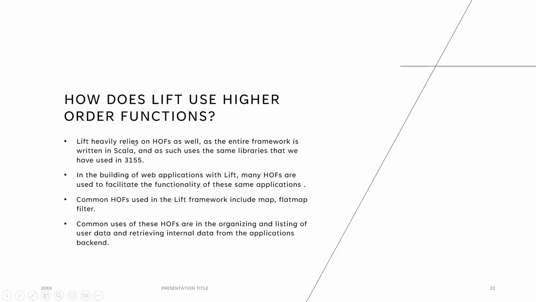Through a lot of my research, Scala seems very good at scaling. So it's very popular in a lot of web frameworks because of its compatibility with Java and its ability to scale up very well. In the building of web applications with Lift, many HOFs are used to facilitate the functionality of the applications. Common HOFs used in the Lift framework include map, flat map, and filter, which I think you're probably pretty familiar with by now. Common uses of these HOFs are in the organizing and listing of user data and retrieving internal data from the application's backend.